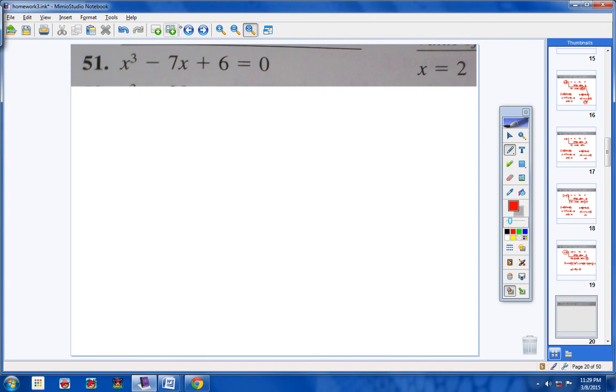Alright, number 51. They're claiming that one of your zeros is 2, okay? So we're going to put a 2 right here. And use synthetic division. And make sure we get out a 0 over here, okay? Now, it's written in standard form, but we are missing an x squared term. So we got to put a 0 right here. So we have 1, 0, negative 7, 6. Bring down your 1, multiply, combine, multiply, combine, multiply, combine, and you get a 0. So we confirm this is a 0, okay?